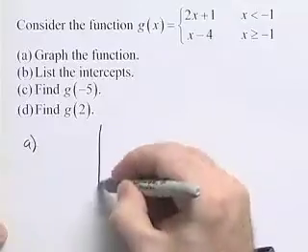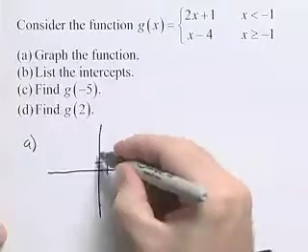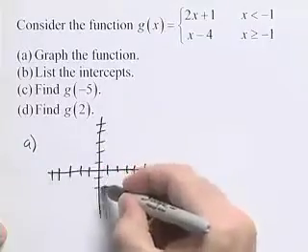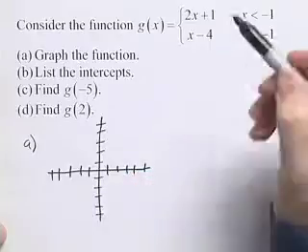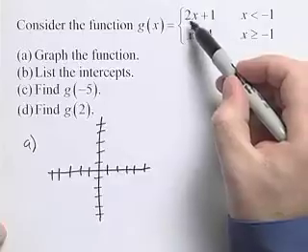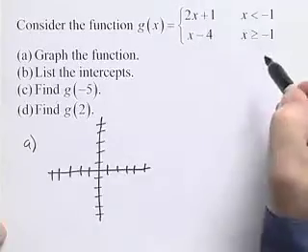We'll make a little grid. And we need to graph this function in pieces, so we'll start with the first piece. We need to graph the linear expression 2x plus 1, and when you do that for values of x that are less than negative 1.